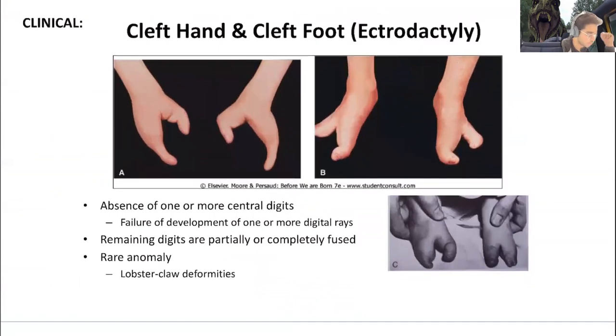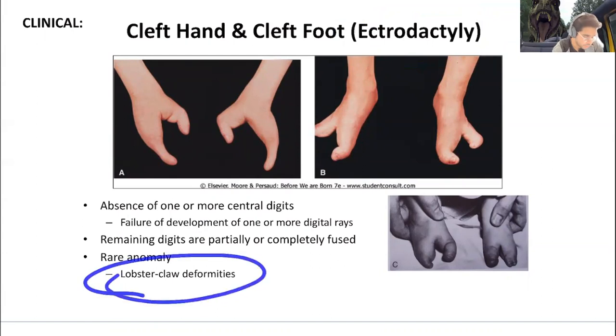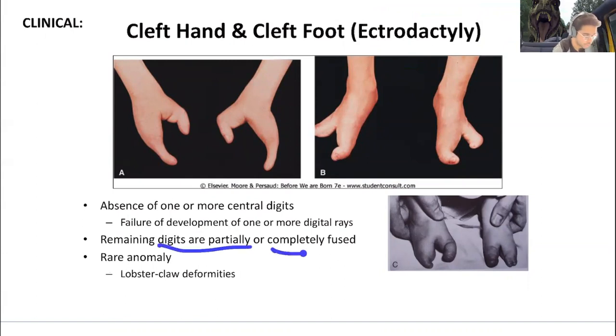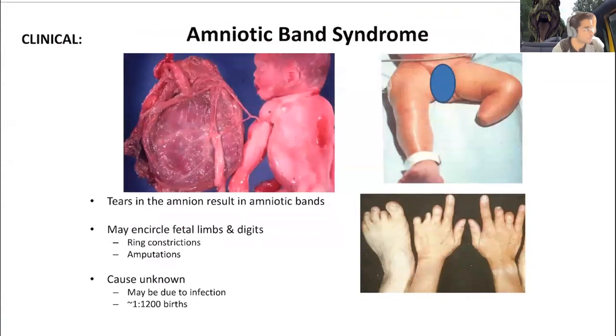Let's do cleft hands and cleft foot. This is ectrodactyly. They can give you these terminologies. I want you guys to know this. Once again, it's the failure of development of one or more digital rays. Digital rays are talking about the development of fingers, right? Now, often they're called lobster clawing. You will never see this on an SGU exam because it would be politically incorrect, but it's important to know that the digits can be partial or completely fused.